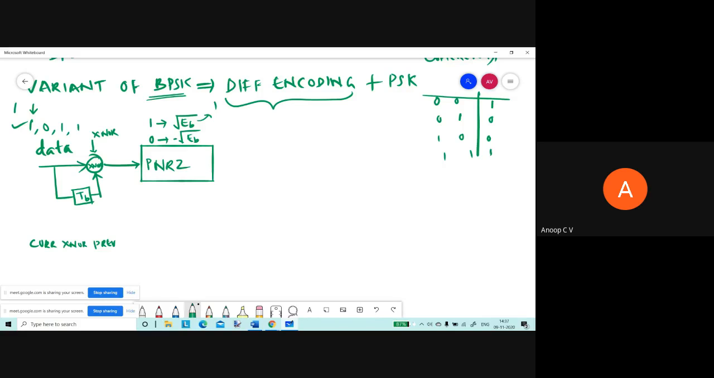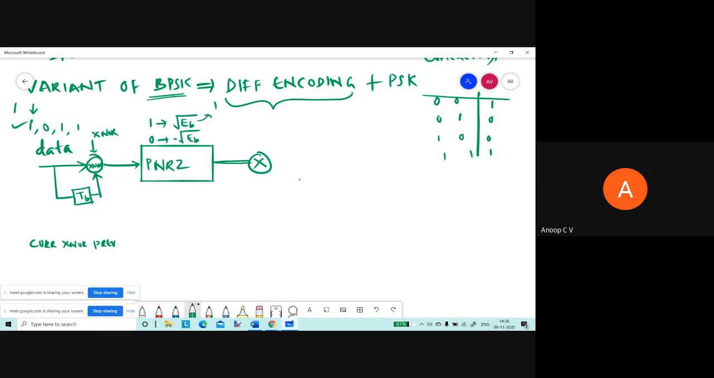So, but you can always assume this EB to be equal to any value, not a problem, right? So this polar non-return to 0 converts ones and zeros to plus 1 and minus 1 respectively, right? So this data is line coded into a polar non-return to 0 format. Then further, this is actually DPSK modulation.